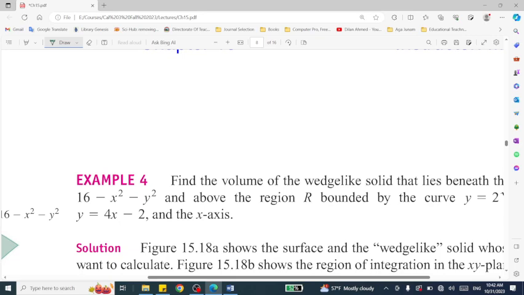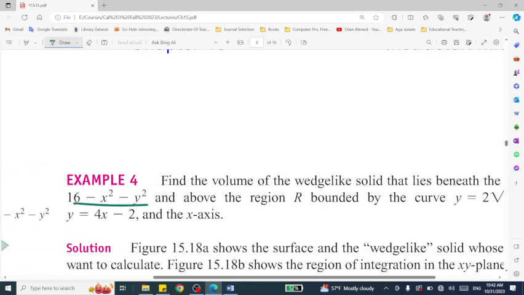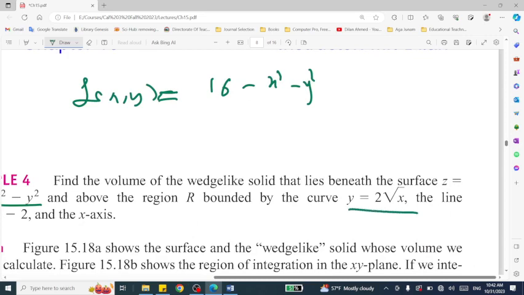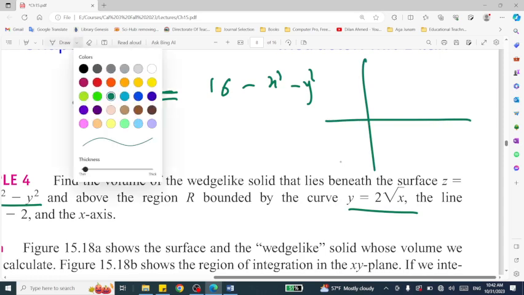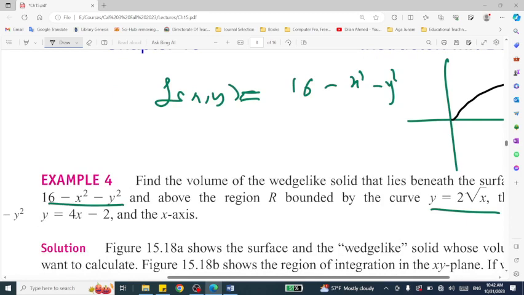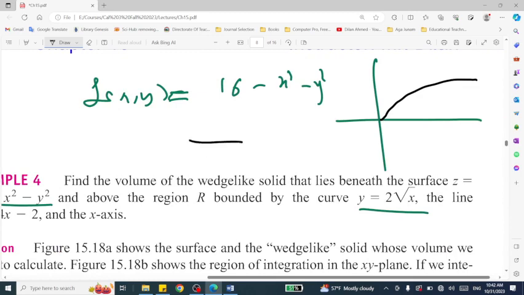We talk about many things. Find the volume of the solid whose surface is z, the function f of x y equal to 16 minus x square minus y square, above the region R, a rectangle bounded by the curve y equal to 2 square root of x and the line 4x minus 2. Am I right? Is that clear?